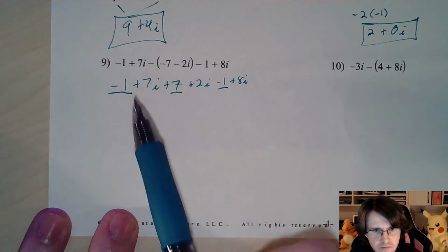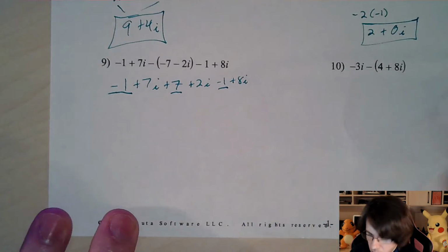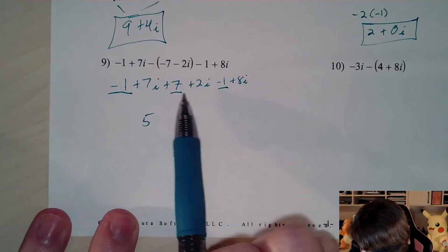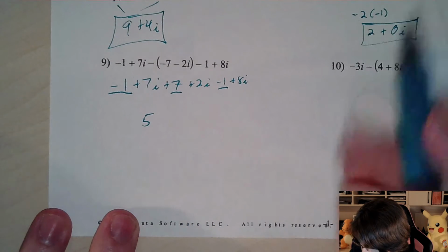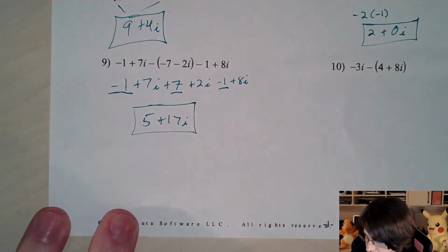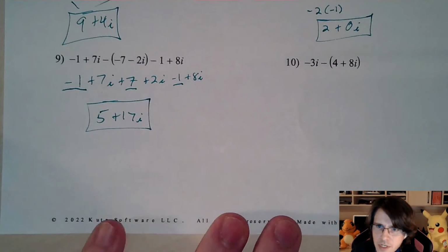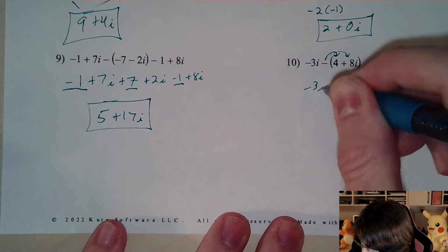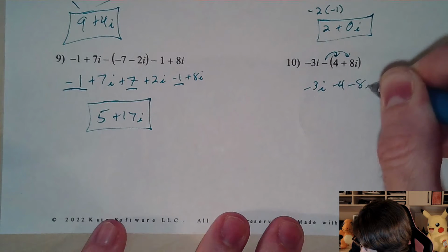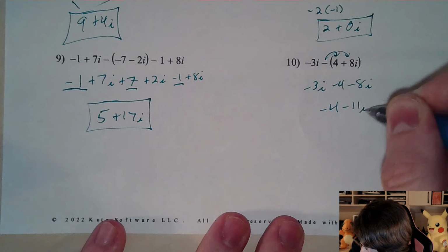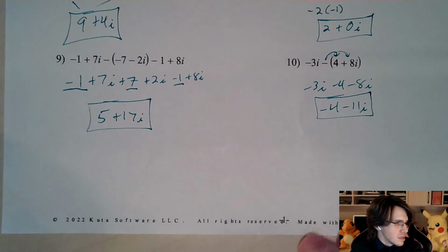So we have negative 1 plus 7 minus 1. That's going to be 5. And then here we have 7i, 2i, and 8i. That altogether is going to be 17i. A plus bi form, and we're all done. For number 10, more the same idea, taking that negative and distributing it. So we have negative 3i minus 4 minus 8i. Negative 4 comes first. Combine those like terms, negative 11i. Easy enough. Let's keep moving on to number 11.